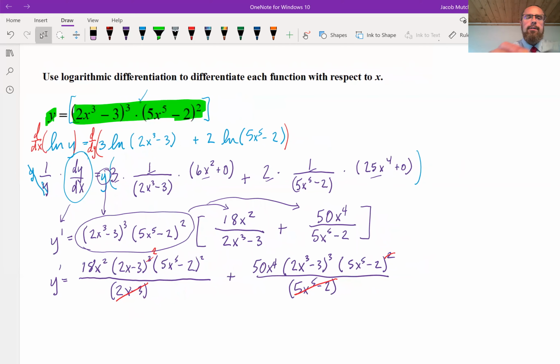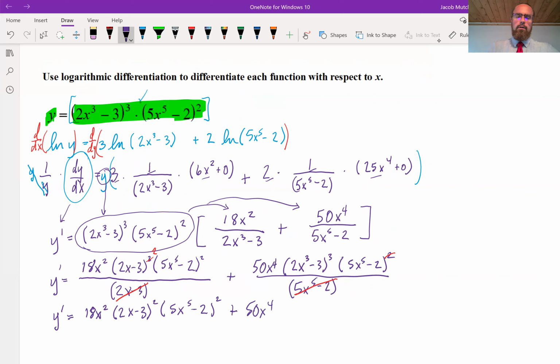So now we're ready to reduce that down to a single level. We don't have any more fractions. So that's going to give us 18x squared times (2x minus 3) to the power of 2 times (5x to the power of 5 minus 2) squared plus 50x to the power of 4 times (2x cubed minus 3) to the power of 3 times (5x to the power of 5 minus 2).